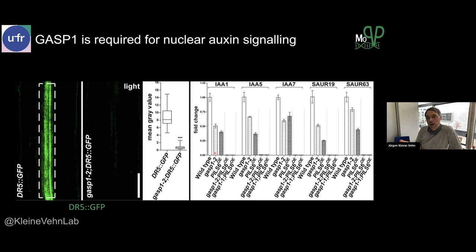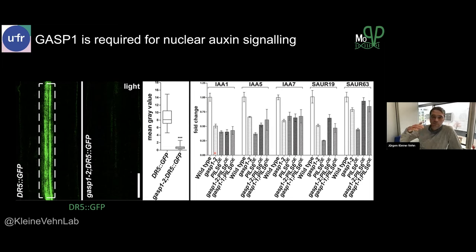And now if we combine these two negative regulators of auxin, we don't see an enhancement. And very likely we don't see enhancement because the PILS protein levels are actually downregulated in these GASP1 mutants. So what we figured here is that there could be a compensatory mechanism in place that downregulates the PILS and therefore cancels out the phenotype that we usually would see with such a molecular auxin phenotype.